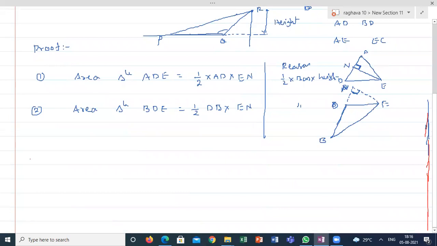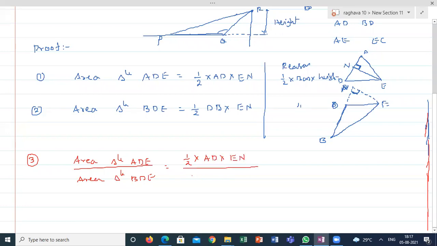Now, the third point. The third point is I'm taking the ratio of these two triangles. Area of triangle ADE divided by area of triangle BDE is equal to half into AD into EN divided by half into BD into EN. Am I right, guys?